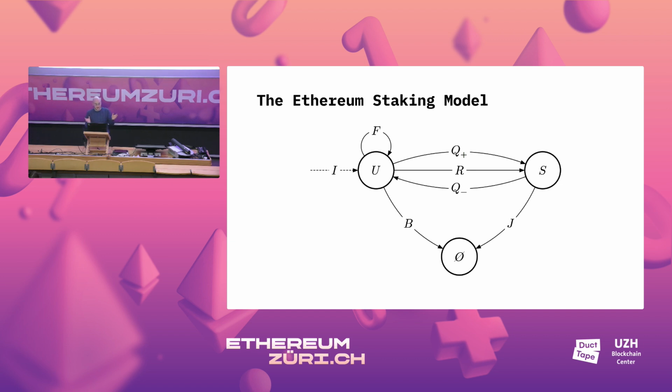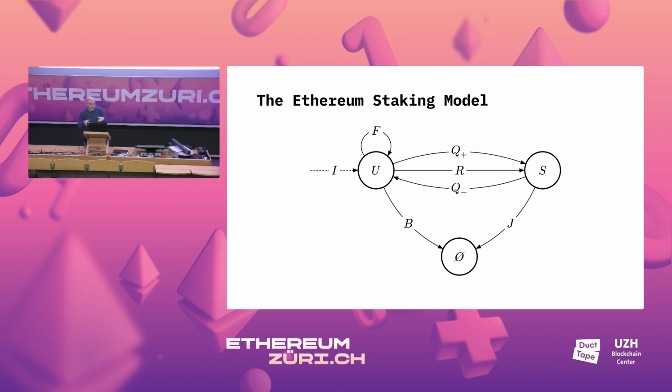These are the complete amount of ether that was ever minted. U here is the unstaked ether, S is the staked ether, and O is the inaccessible ether, either burned or the key was lost. As you can see, this is not really a closed system, because there's this I that comes out of nothing, and this is the inflationary part of Ethereum. So it's issuance.